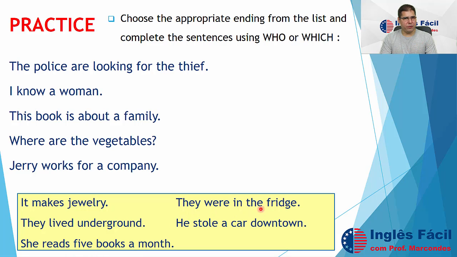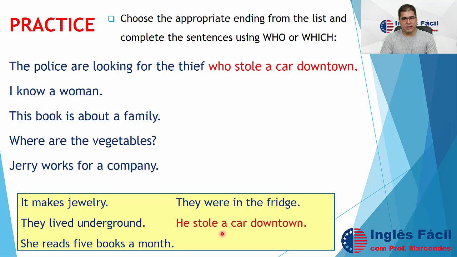They were in the fridge? No, the thief is only one person, singular, right? It cannot begin with they. So, he stole a car downtown, of course. This makes a lot of sense, right? So, the police are looking for the thief. He stole a car downtown. So, the thief stole a car downtown. Can we put these two sentences together? Can we use this sentence from the list to end the first sentence? Yes, we can.